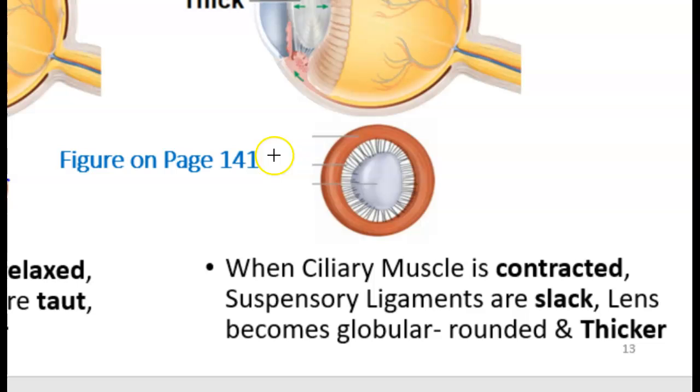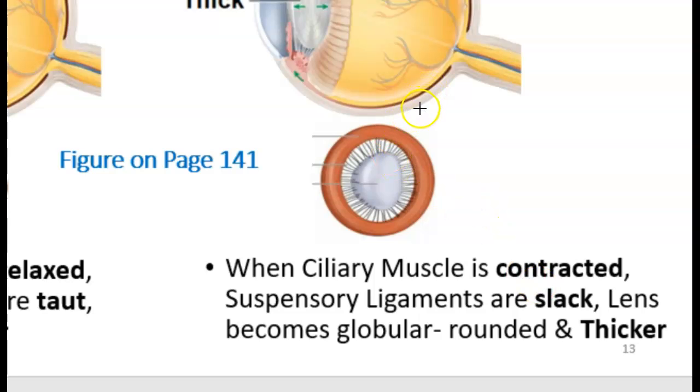So it rolls back, the suspensory ligaments get pulled tight, or taut, and that makes the lens flatten out. They pull on the lens and the lens gets thinner. So relaxation of the ciliary body makes the lens thin.